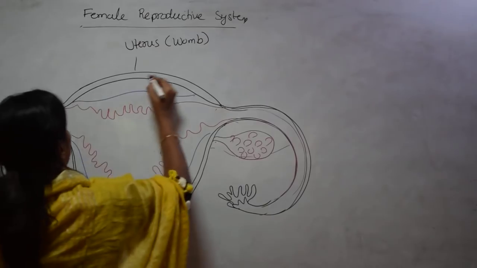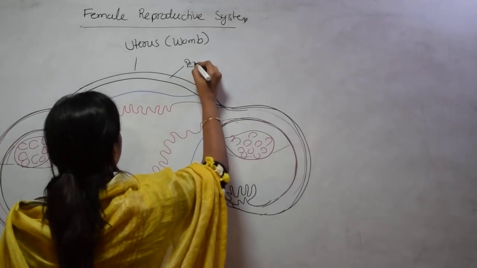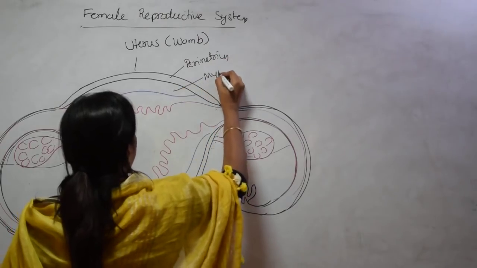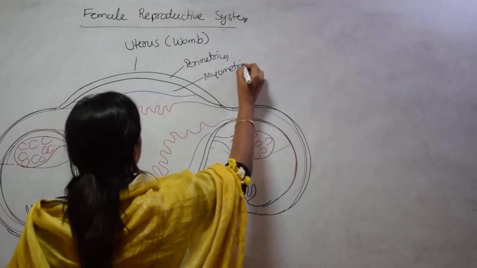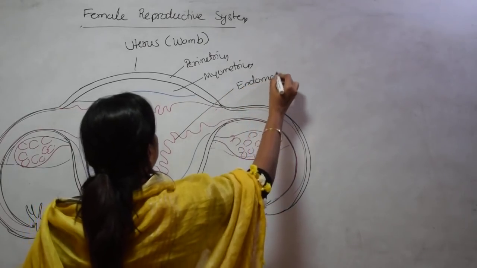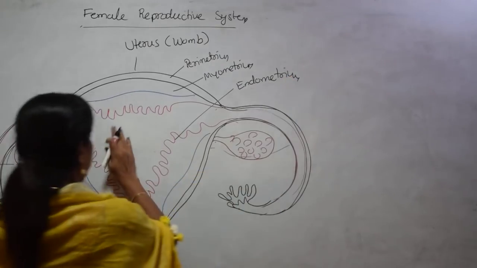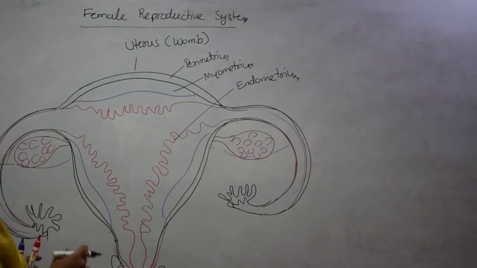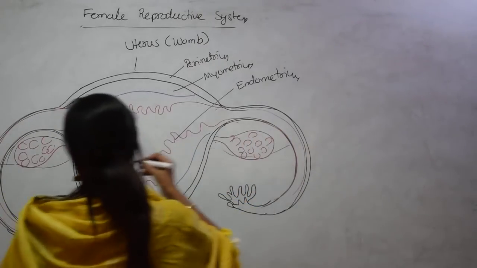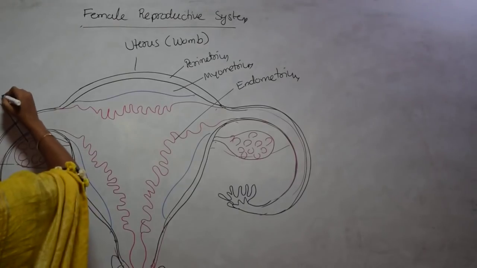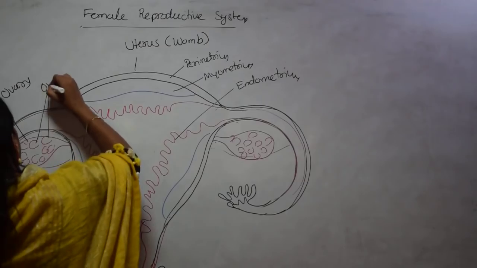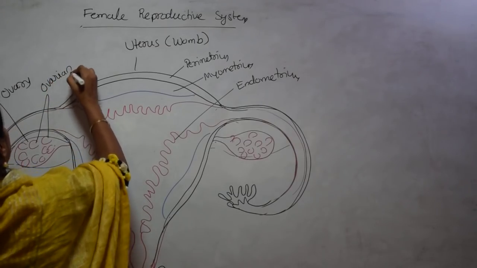Then the layers I am drawing: this is the perimetrium, this is the myometrium, and this is the endometrium. This is the area where the fetus will grow. Then this part coming out here is the ovary with the small outgrowths. They are called ovarian follicles.